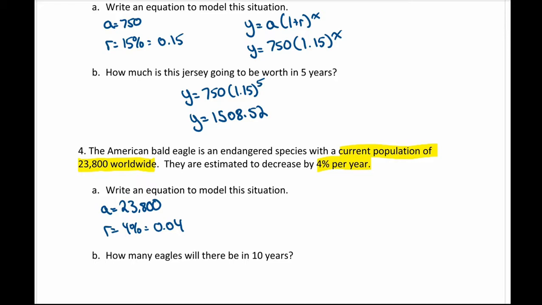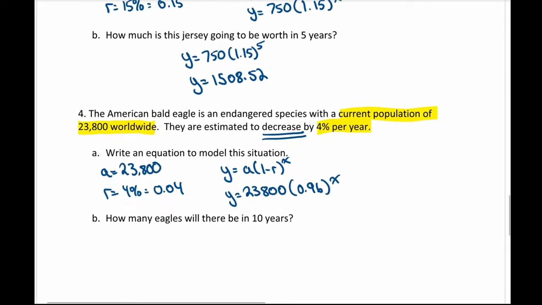So plugging this into our general form, y equals a(1 minus r), because it's decreasing, to the power of x. So this becomes y equals 23,800 times (1 minus 0.04), or 0.96, to the power of x. How many eagles will there be in 10 years? So this is telling us that x equals 10.